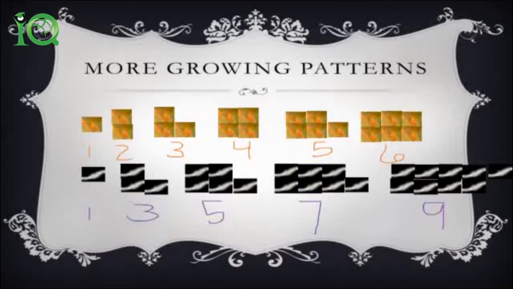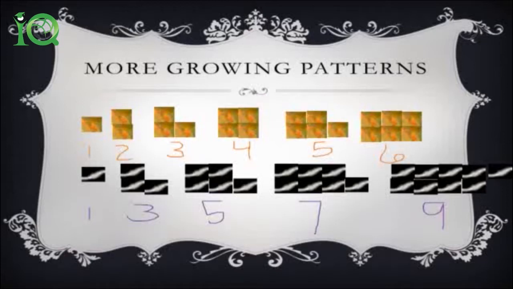Now let's look at the black and white squares. First we have 1, then we have 3. Oh, wait a second. We're not adding 1 like we did in the last one. This time we're adding 2, because here we have our 1, 2, 3 right here. So we know 3 minus 1 is 2, or we also know that to get to 3 from 1 we need to add on 2 more.